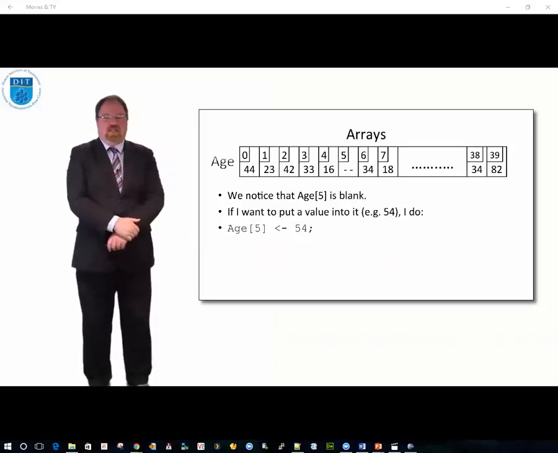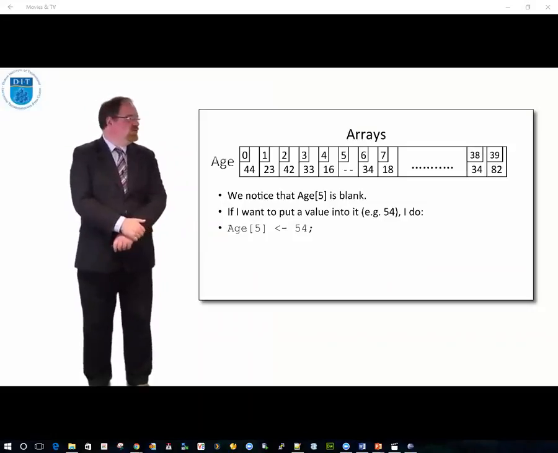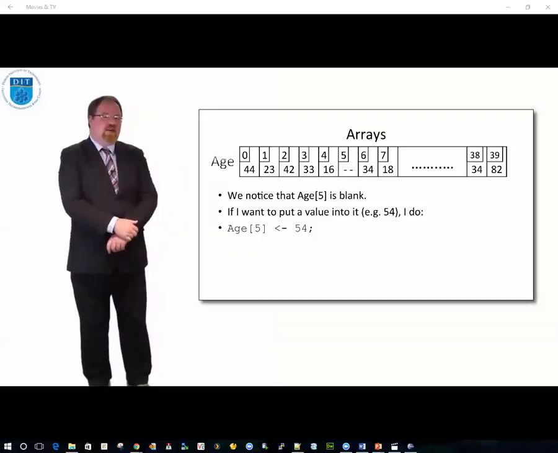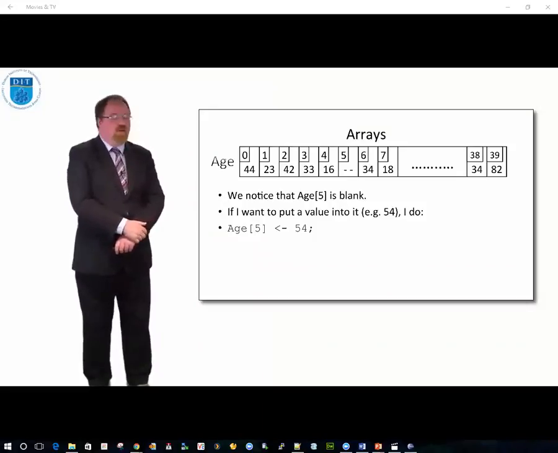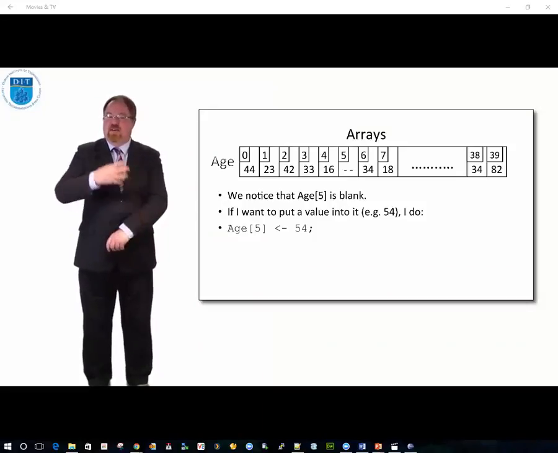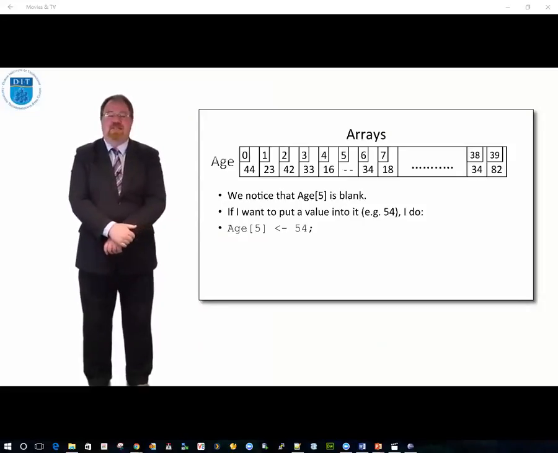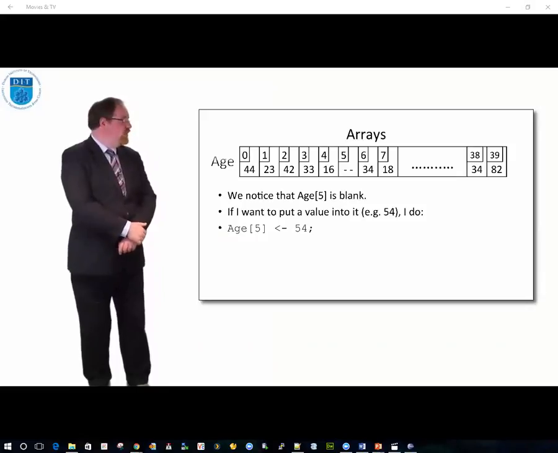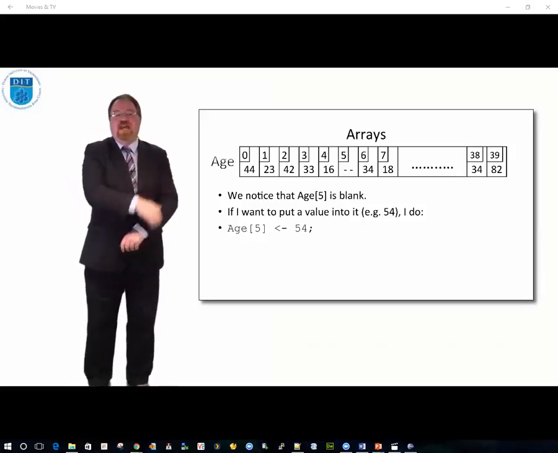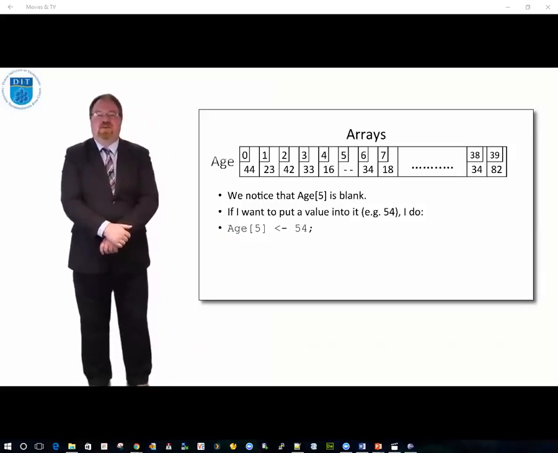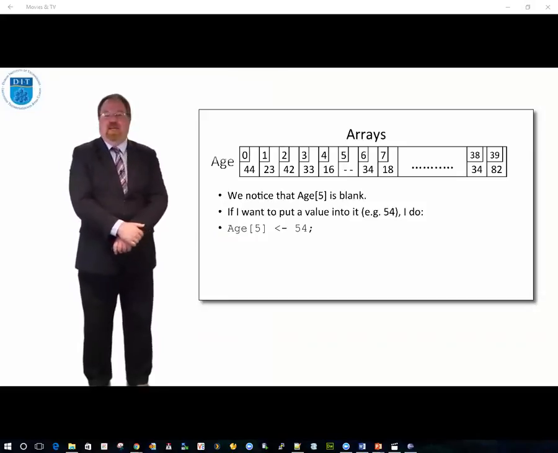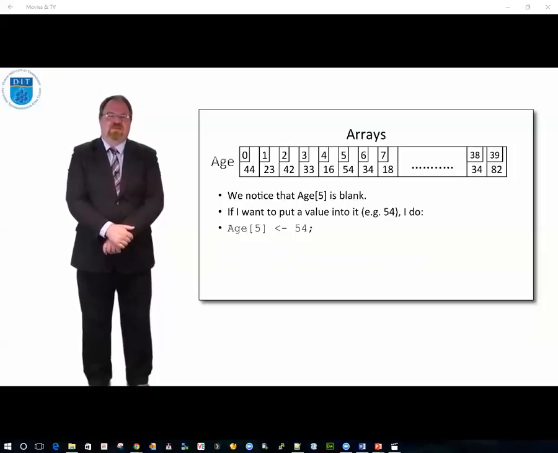Let's say we found out that the 6th student, age 5, their age was 54. All we need to do to assign that element of the array its value is assign it typically the same way we assign any variable. We just say 6th element, age 5, gets the value, or is assigned, 54, and then that will fill in the blank space, just like that. Perfect.